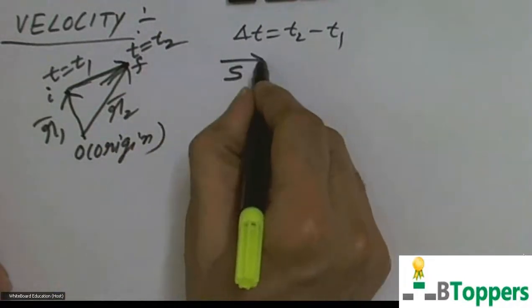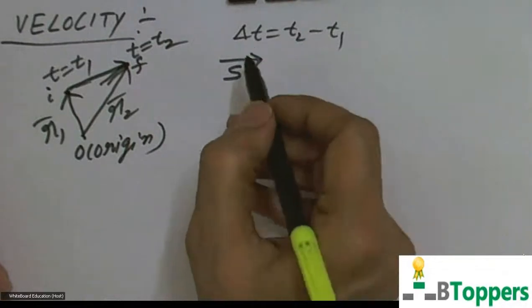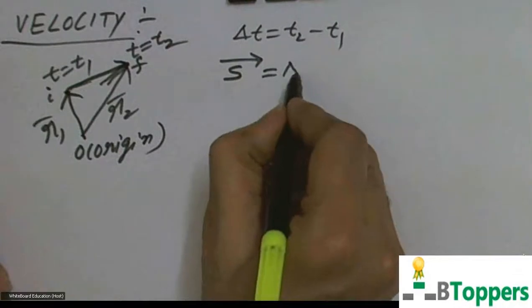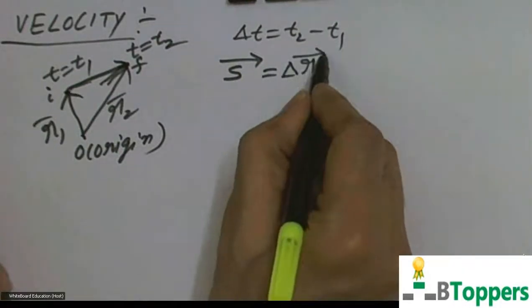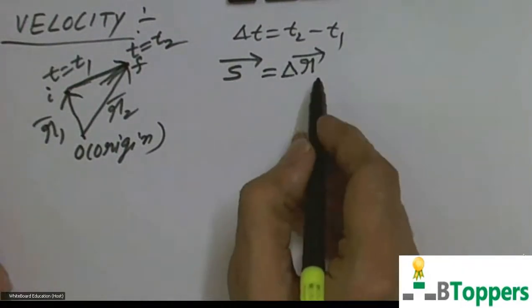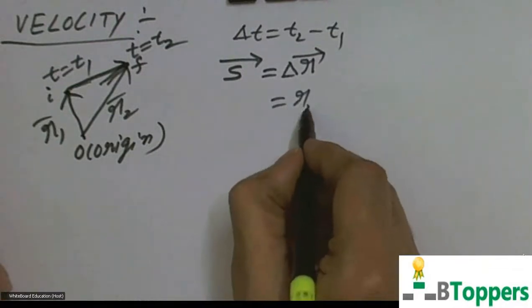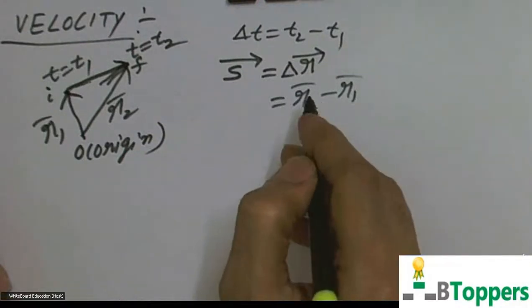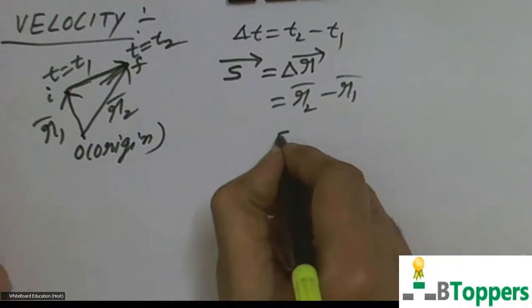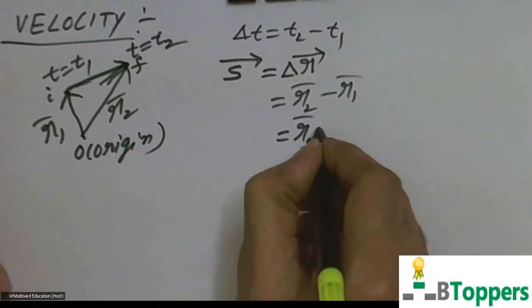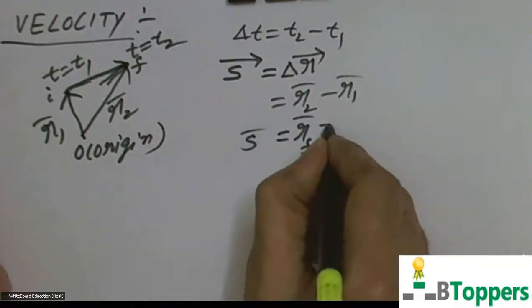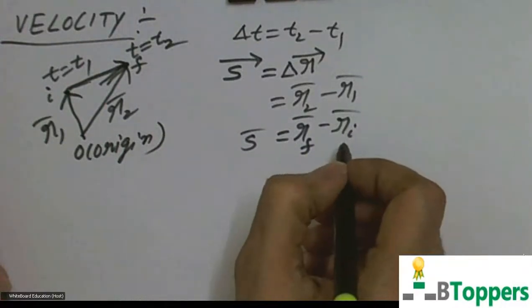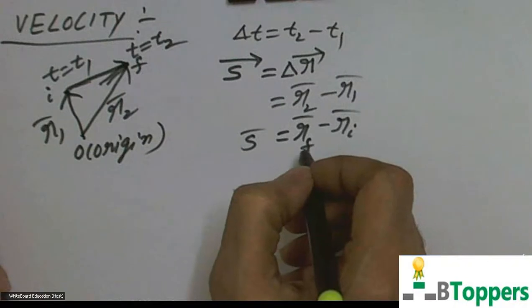So displacement vector of the particle, as discussed earlier in vectors, we can write as S bar, which will be equal to the change in the position vector of the particle, denoted by delta r bar. That is r2 bar minus r1 bar. In the earlier vectors lecture, I denoted the same thing as rf bar minus ri bar. That means ri bar is the position vector of the initial position, and rf bar is the position vector of the final position.